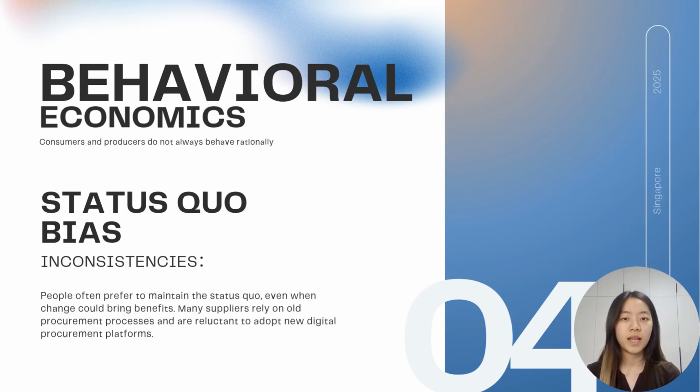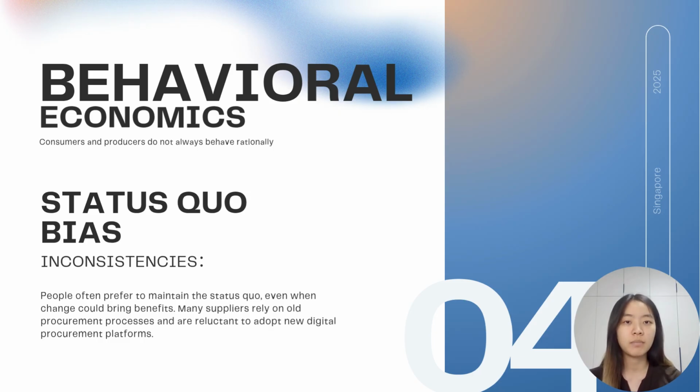The first one is status quo bias. People usually prefer to keep things the way they are, even if change could bring benefits. Many suppliers rely on old purchasing processes and don't want to try a new digital platform. Why? Because they are worried that switching might increase short-term costs or cause trouble at the beginning.